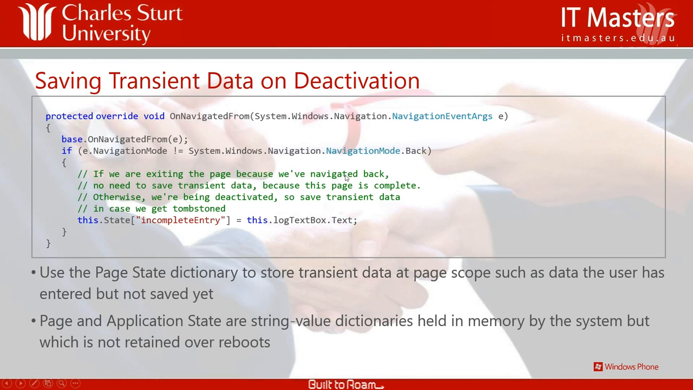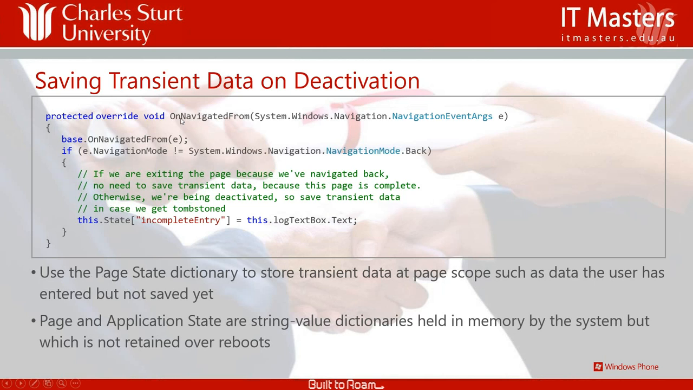Now, the other thing that you may find easier is actually to handle transient data at a page level. So this is the other type of state dictionary that's available. Each page comes with its own state dictionary, again, which is a key value pair where you can persist any transient data that you want to survive this tombstoning behavior. Now, remembering that these state dictionaries won't handle an application close and relaunch, so it's really just to handle the deactivating and then the activating cycle.